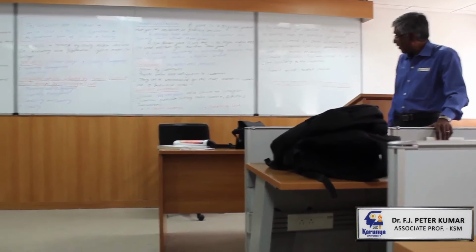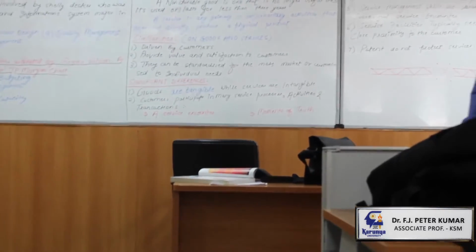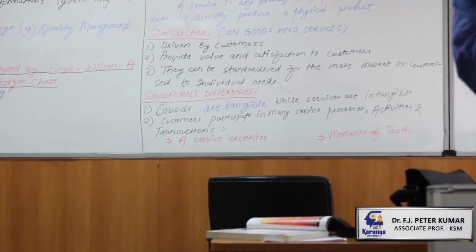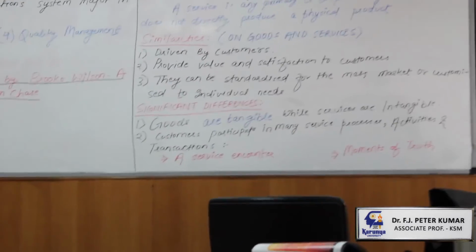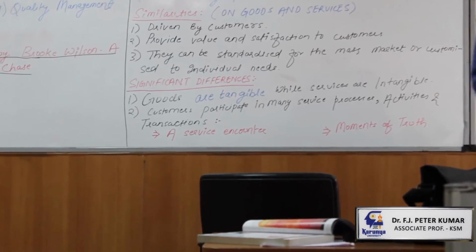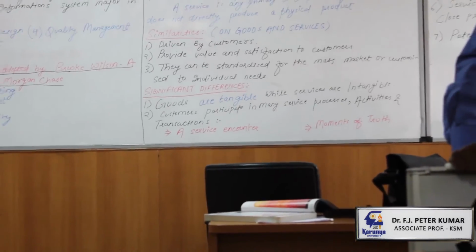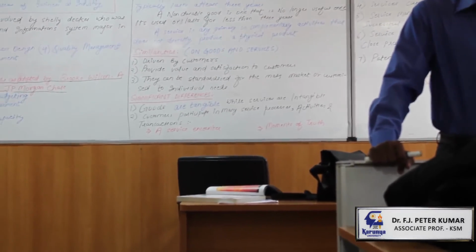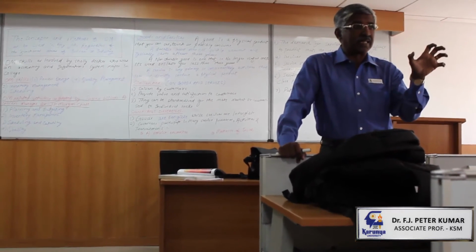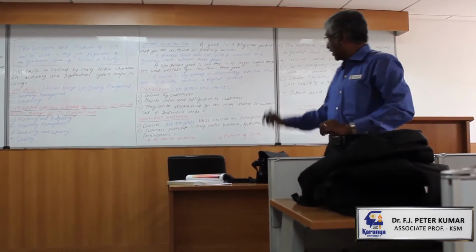Third one is both goods and services can be standardized for the mass market. So they can see what kind of market is there, and based on the market size, the goods or the services can be planned accordingly. So that is the similarity between goods and services. There is no need that for goods there should be some kind of market, or for services there is a different kind of market. But if you are able to identify the mass market in general, then based on the mass market, the goods and services can be delivered.